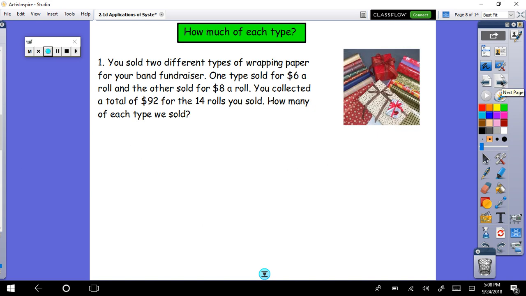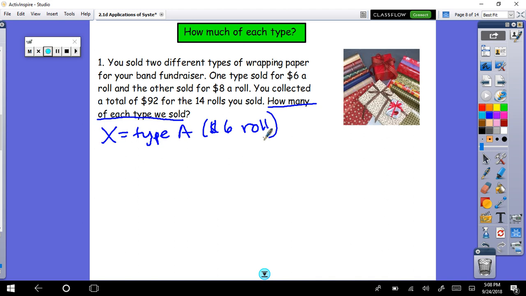So, problem 1. You sold 2 different types of wrapping paper for your band fundraiser. One type sold for $6 a roll, and the other sold for $8 a roll. You collected a total of $92 for the 14 rolls you sold. How many of each type were sold? So this is a how much of each type problem, because it's asking us how many of each type did we sell. So let's first define our variables. We'll let X be type A. Type A is our $6 roll. And we have Y is type B, that's our $8 roll.